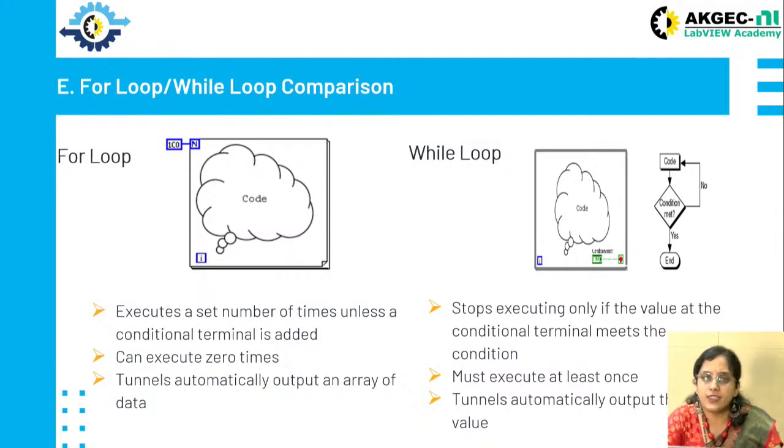And in case of the while loop, the code will be executed at least once, while in case of the for loop, if the condition is not met, the code will not be executed. But in case of the while loop, at least once the code will be executed. And in case of the while loop, the tunnel will give us only the last value at the output. So depending on the application, we will choose whether we are going for the for loop structure or the while loop structure.